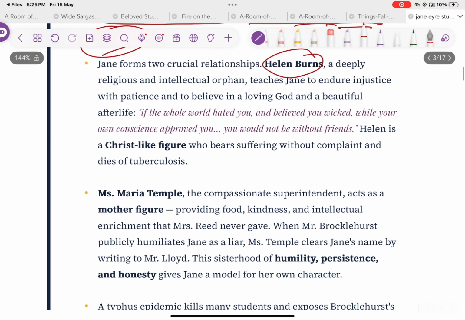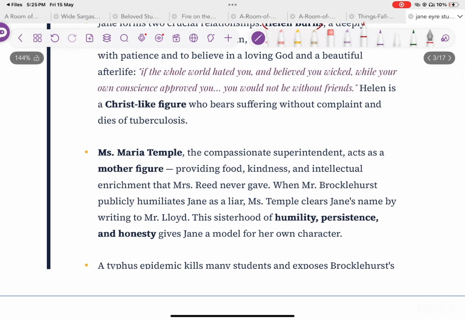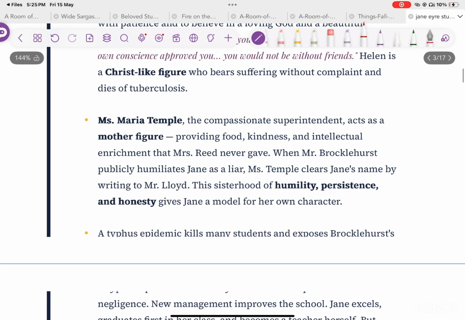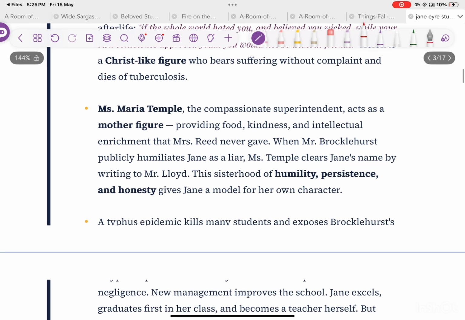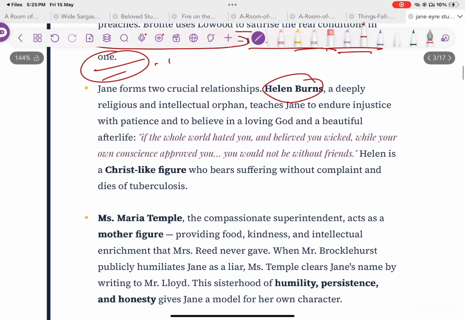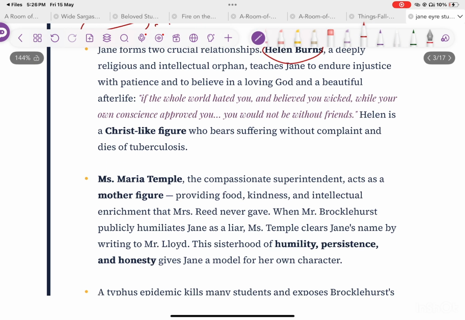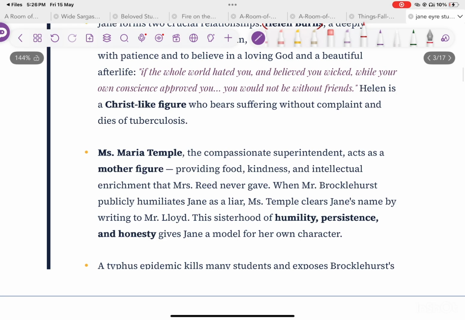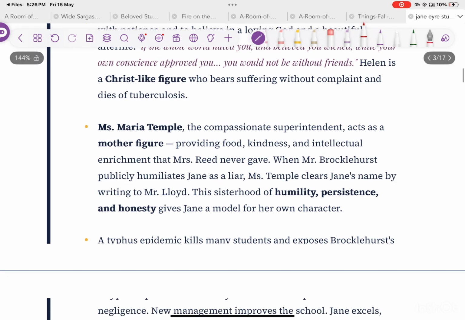So what happens now? Miss Maria Temple, the school superintendent, acts as a mother figure for both of these girls, Helen and Jane, providing food, kindness, and intellectual enrichment that Mrs. Reed never gave. When Mr. Brocklehurst publicly humiliates Jane as a liar, Miss Temple clears Jane's name by writing to Mr. Lloyd. So Mr. Brocklehurst humiliates her.